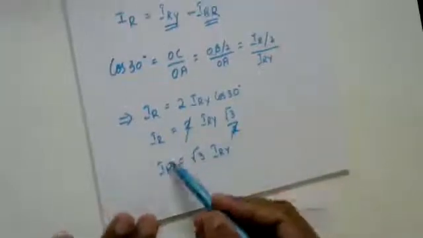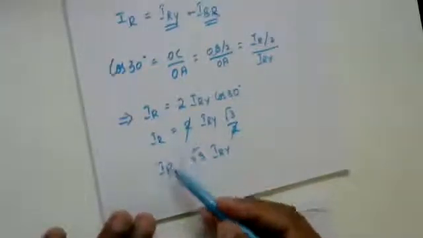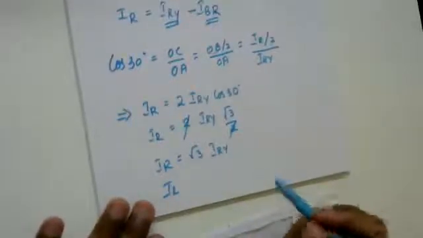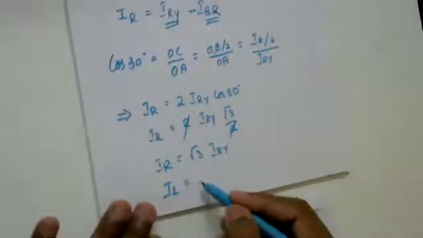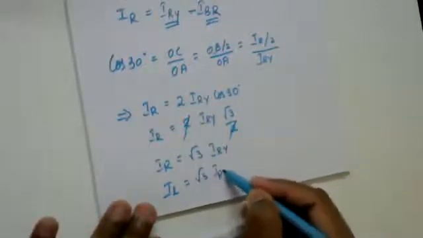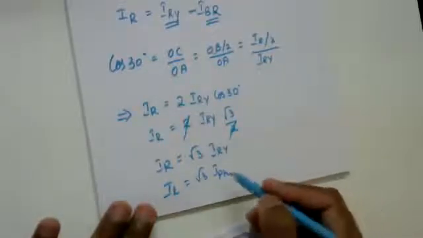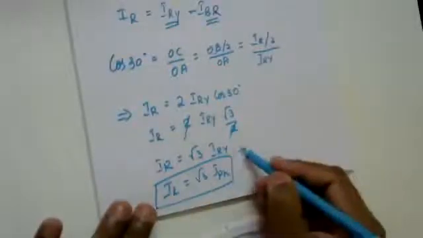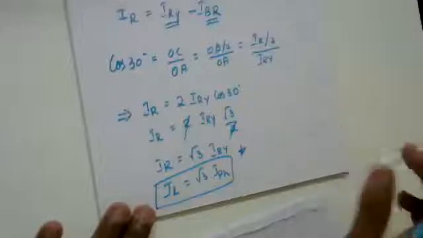This implies, what is your IR? Your IR is a line current, which is equal to root 3 times the phase current. So this is the relation that we need to remember. Now the point we need to remember is, if I want to merge the two topics that we have taken individually in yesterday's class and today's class.